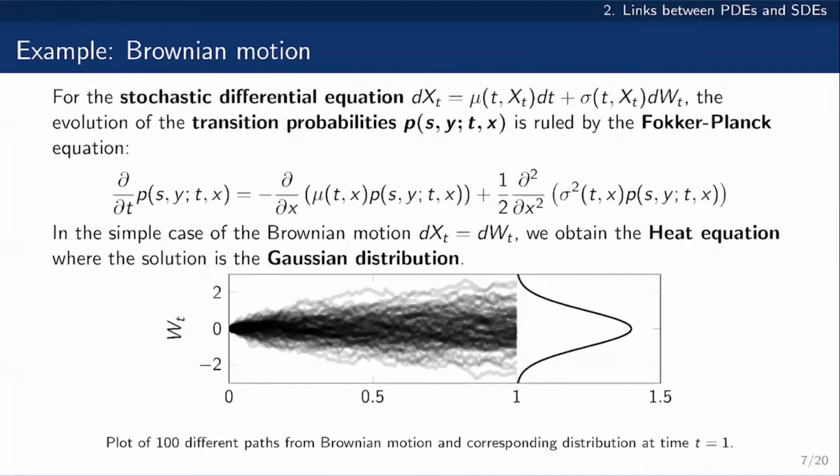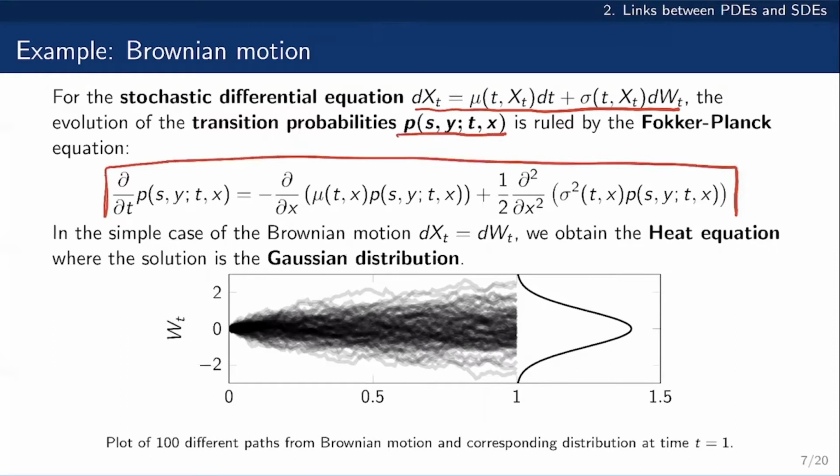Okay, so we'll see the links between PDEs and SDEs. So let's say you start with this SDE, okay? And we know from the Fokker-Planck equation, the transition probability p is ruled by this equation. I don't want to go much into detail, but you can see here a derivative with respect to time, a derivative with respect to x, and a second derivative with respect to x, okay?